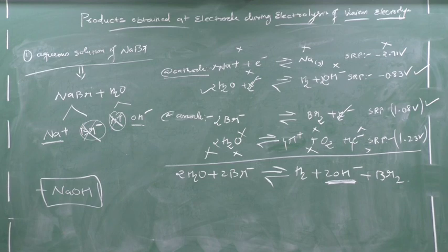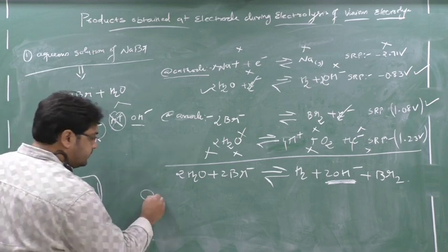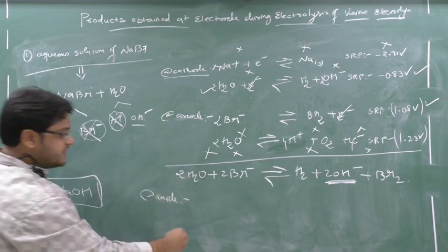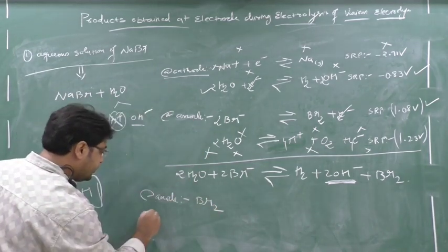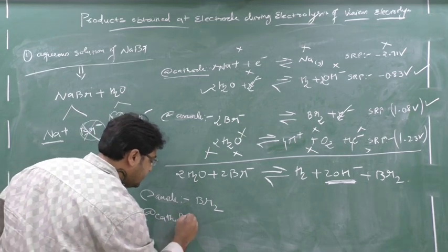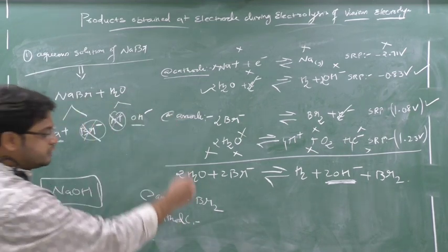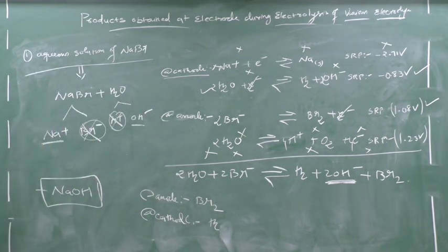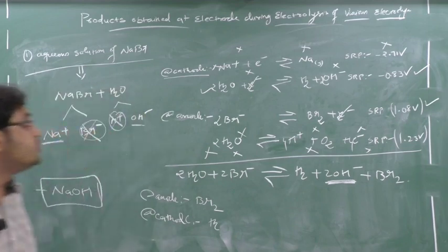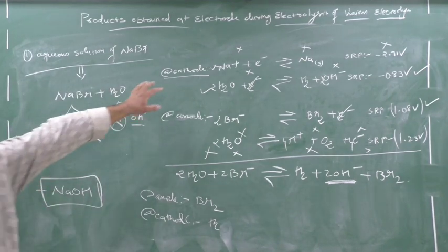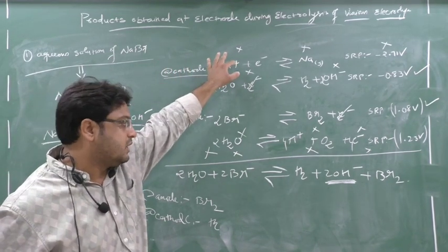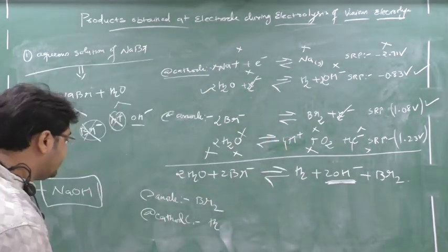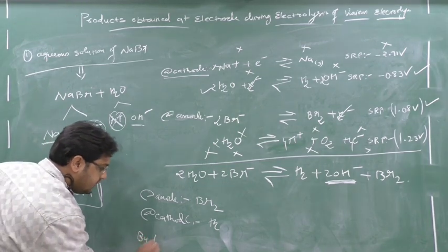So after the electrolysis has occurred, which product is obtained at anode? At anode, the product obtained is Br2. At cathode, which product is obtained? At cathode, hydrogen gas is obtained. Yes or no? And what remains is OH minus and also Na plus. Yes or no? Here Na plus is remaining because this reaction has not occurred. So the Na plus is remaining and in the final product we got OH minus. These two will combine and I will obtain NaOH as a byproduct.